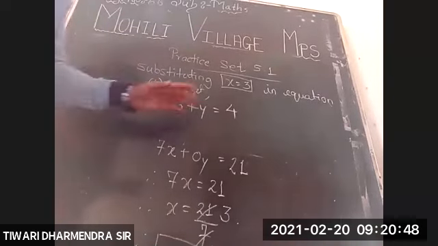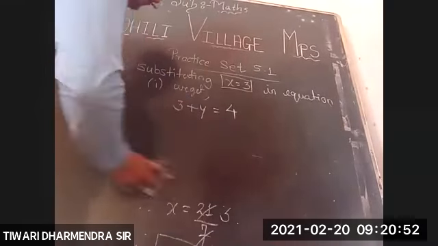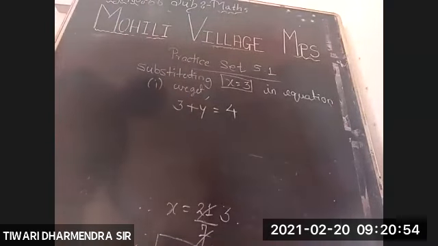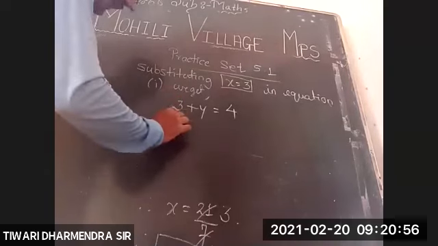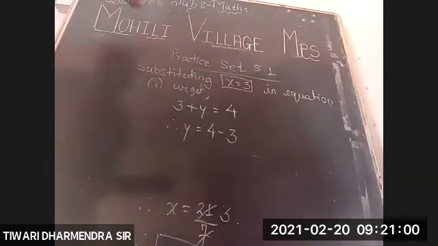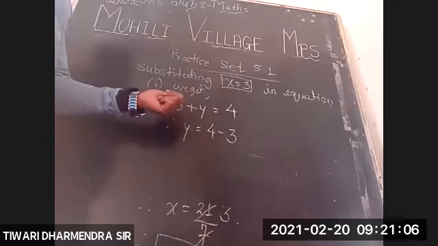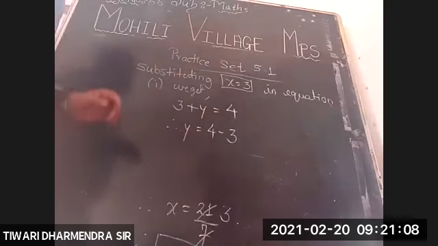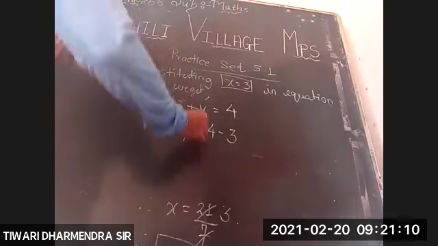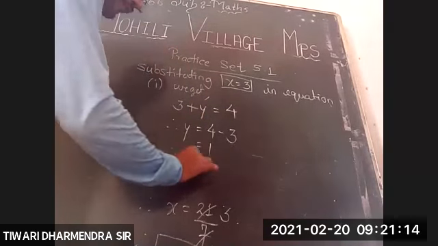Hope you all have understood this. So therefore, y is equal to 4 minus 3, because 3 was having a positive sign on the left hand side. I'm taking 3 to the right hand side. So it took a negative sign. So 4 minus 3, answer is 1. So therefore y is equal to 1.